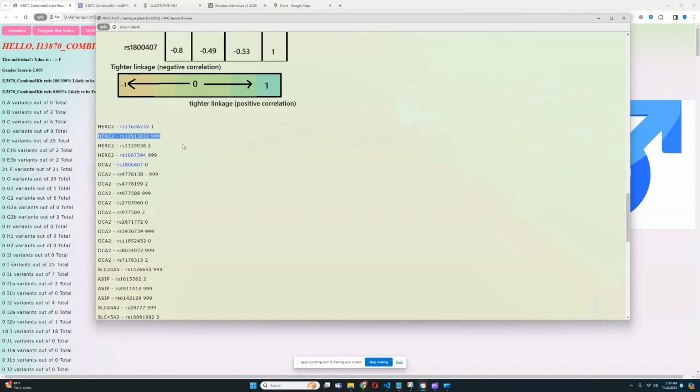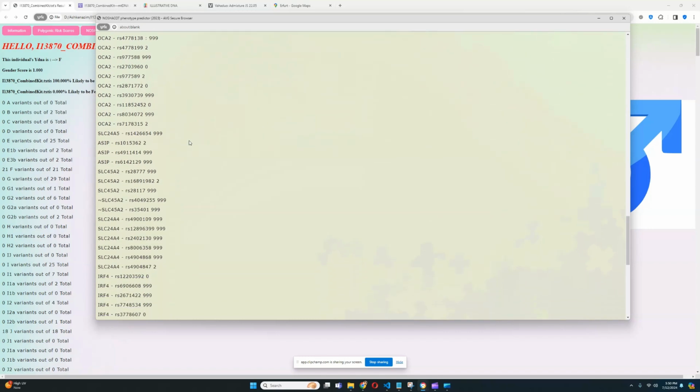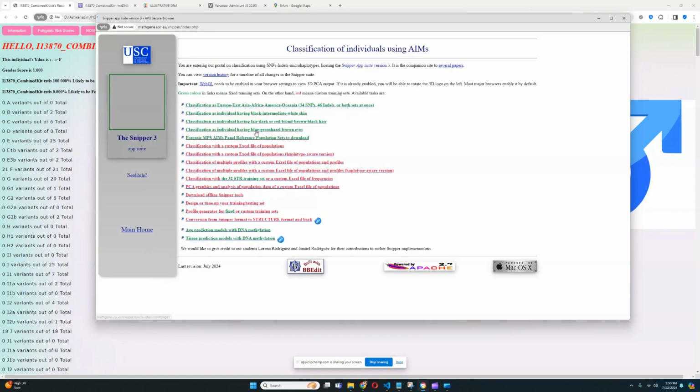Snipper 3 would be able to. So with Snipper 3, we're going to see blue. But with YSEC, we would not see an eye color for this sample. He has 2 light color variants here. So yeah, we're going to see blue with Snipper 3, but with YSEC, we're not going to see a predicted eye color because YSEC cannot do imputation.